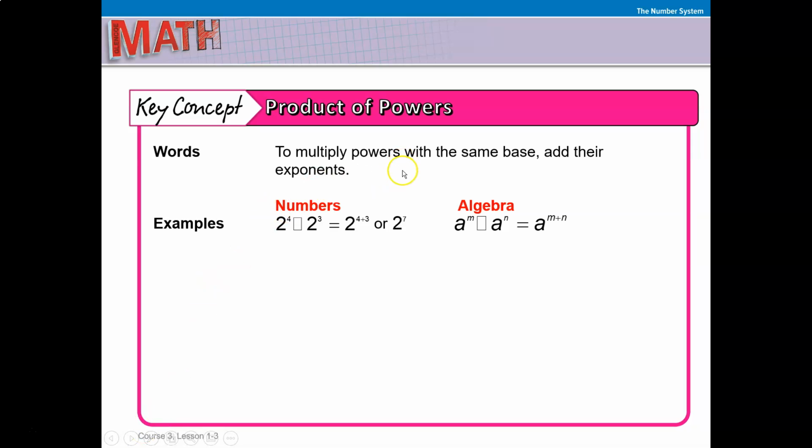Okay, to multiply powers with the same base, add their exponents. So 2 to the fourth times 2 to the third equals 2 to the 4 plus 3, or 2 to the 7th. A to the m times, that box shouldn't be there, it should be a multiplication sign, a to the n is a to the m plus n. That's how you would write it with a variable.